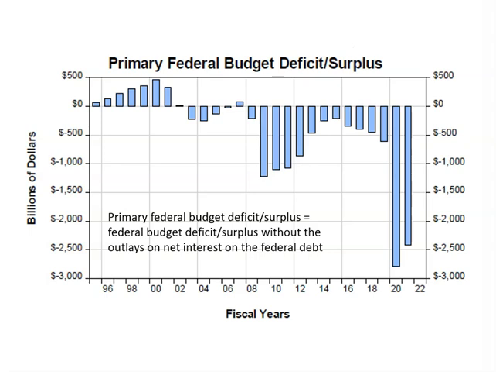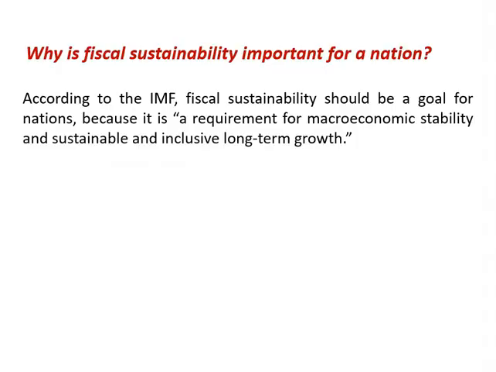This chart shows the primary deficit, which we introduced earlier in this topic. Why is fiscal sustainability important for a nation? According to the IMF, fiscal sustainability should be a goal for nations, because it is a requirement for macroeconomic stability and sustainable and inclusive long-term growth.